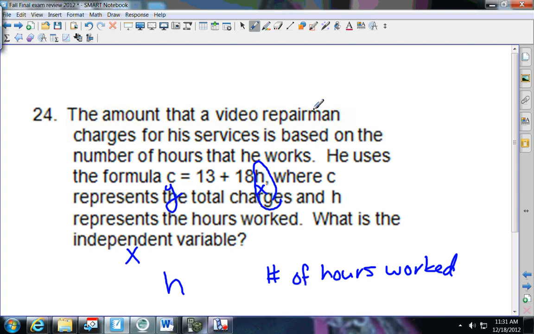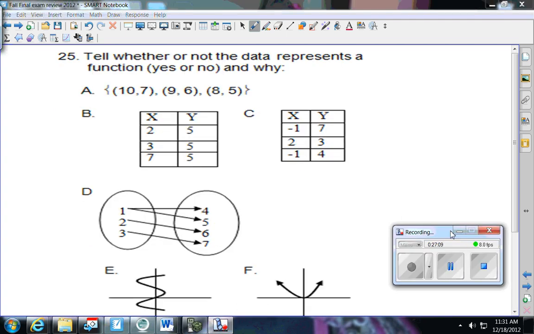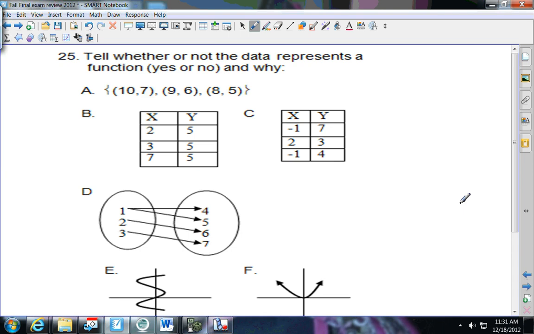Number 25. It says, tell whether or not the data represents a function or not. Oh my goodness, do you guys remember what a function means? Something cannot repeat. What can't repeat? The X numbers cannot repeat. I'm telling you, this has been on the EOC. It's something that people tend to forget, and you will see it again and again.